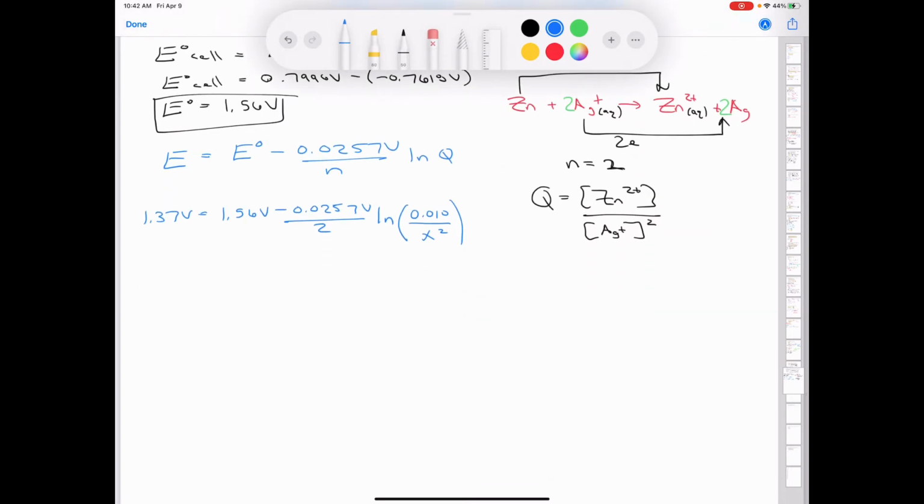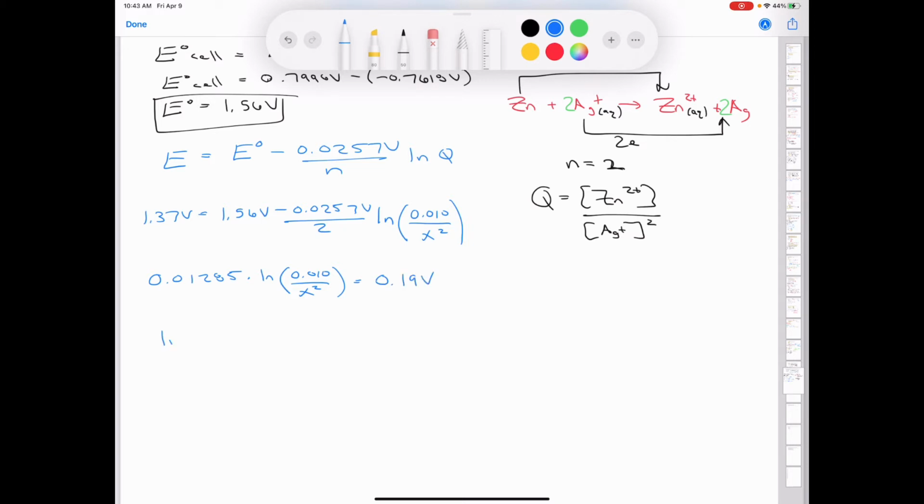Now I can plug some numbers into my formula, can't I? I can say that my E, which was 1.37 volts, is equal to the standard cell potential, 1.56 volts, subtract 0.0257 volts divided by 2 times the ln of Q, which is going to be equal to 0.010 divided by x squared, like that. Now all I have to do is solve for x, don't I? So I'm going to simplify this to 0.01285 multiplied by the ln of 0.010 divided by x squared is equal to 0.19 volts.